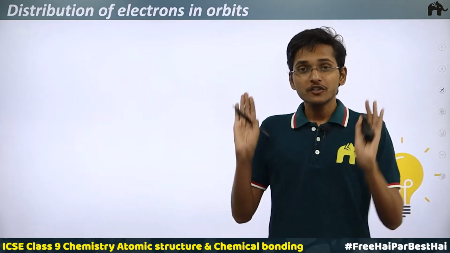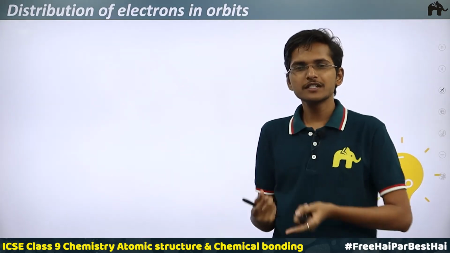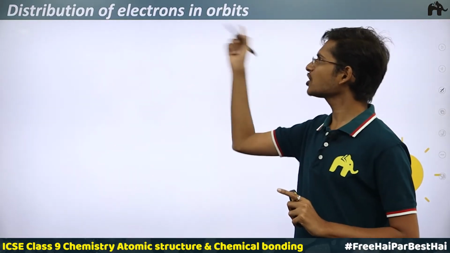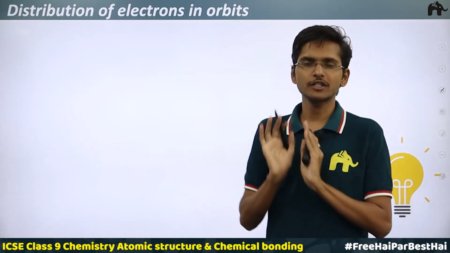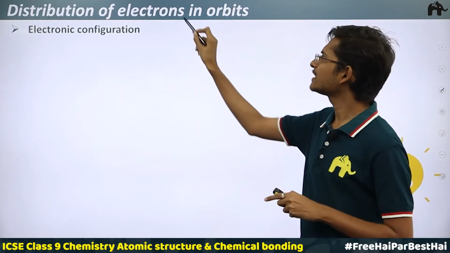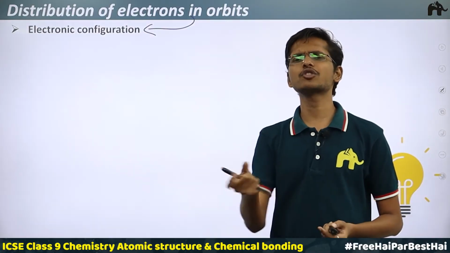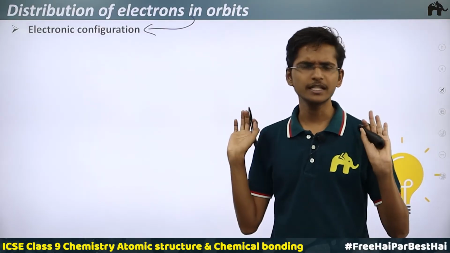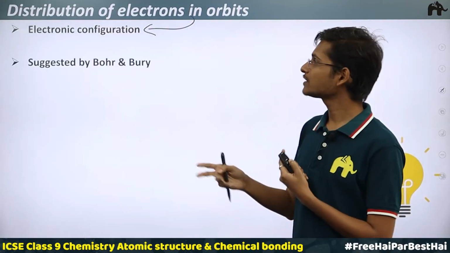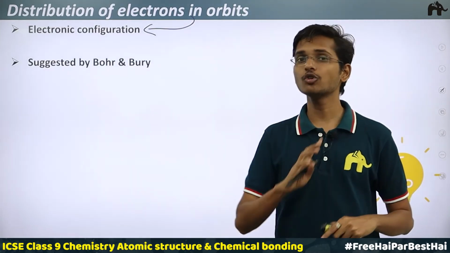Okay, so now we are moving ahead to the next concept, which is how we are going to distribute the electrons in the orbits. How actually are the electrons distributed in the orbits? This distribution of electrons in the different orbits is called electronic configuration. So if someone asks you what electronic configuration is, you can simply say it is the distribution of electrons in the different orbits. Now, how to do this distribution was suggested by Bohr and Bury, and they gave some rules which we need to follow.